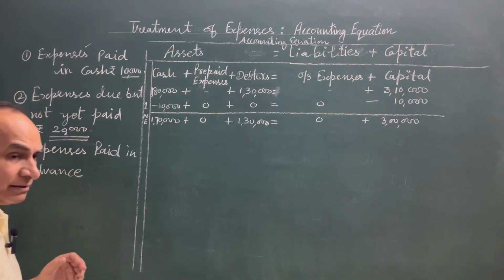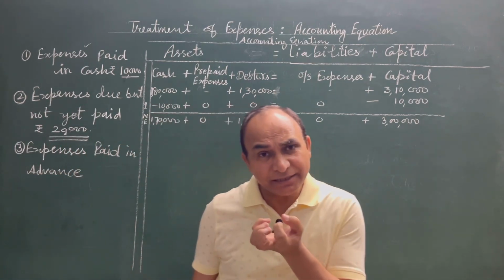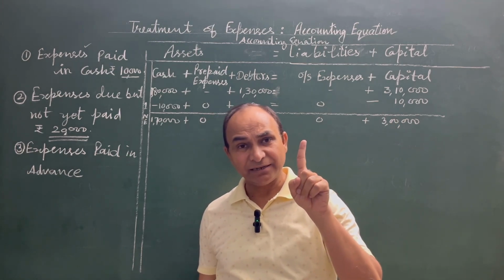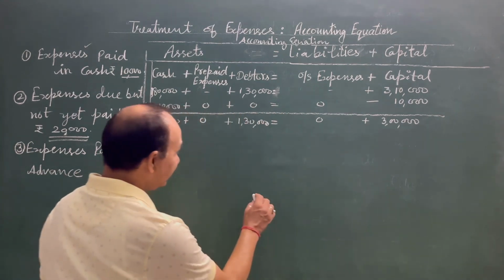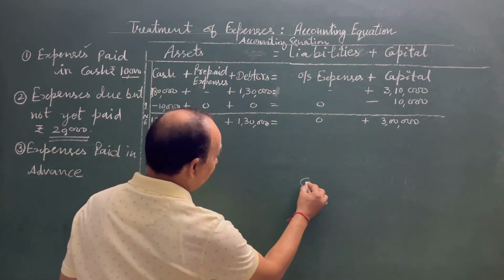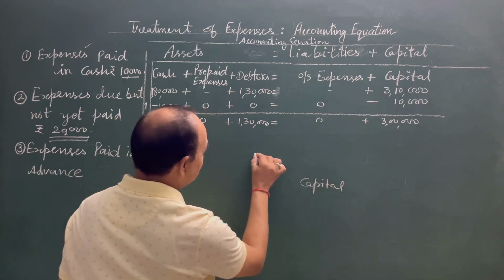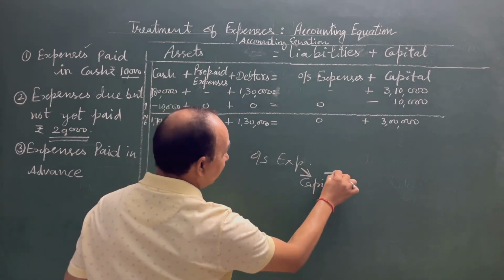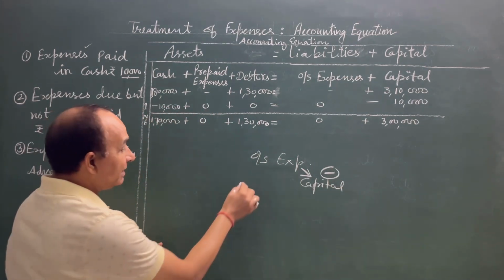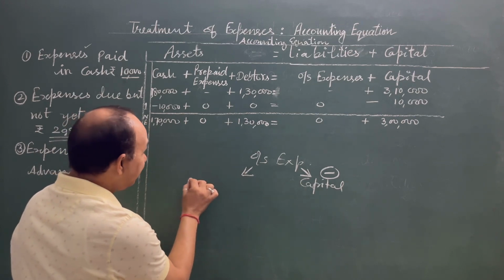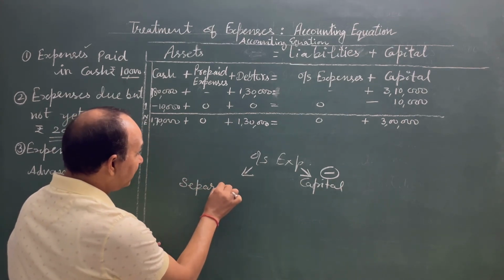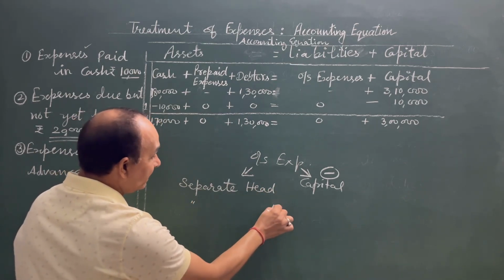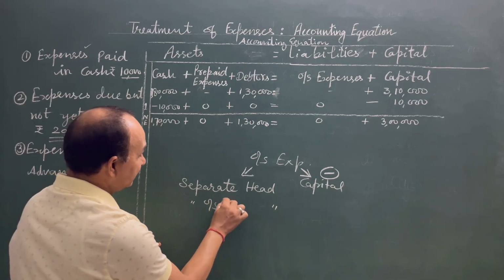So understand one thing, outstanding expenses, we have taken their benefit, so it will directly affect capital. So the first effect, outstanding expenses will affect capital, it will be deducted from capital. And the second effect is where? A separate head, one more head will be created on the liability side titled outstanding expenses.